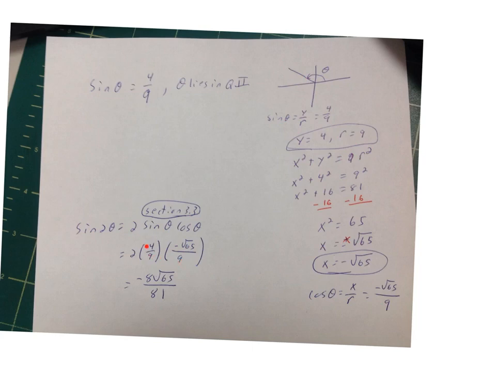If we multiply 2 times 4 times the negative square root of 65, that's negative 8 square root of 65. Then 9 times 9 is 81, and that's the end of the problem.